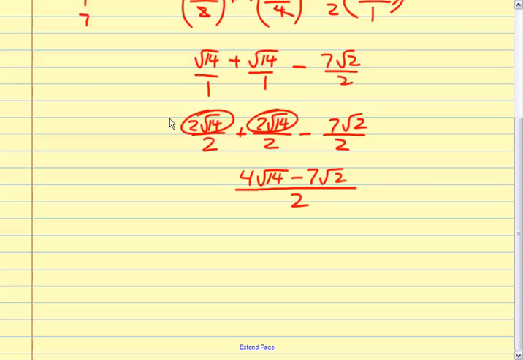I could factor out a root 2, couldn't I? But is it going to cancel with anything? No. No. It better not. Because there better not be a radical on the bottom, right?